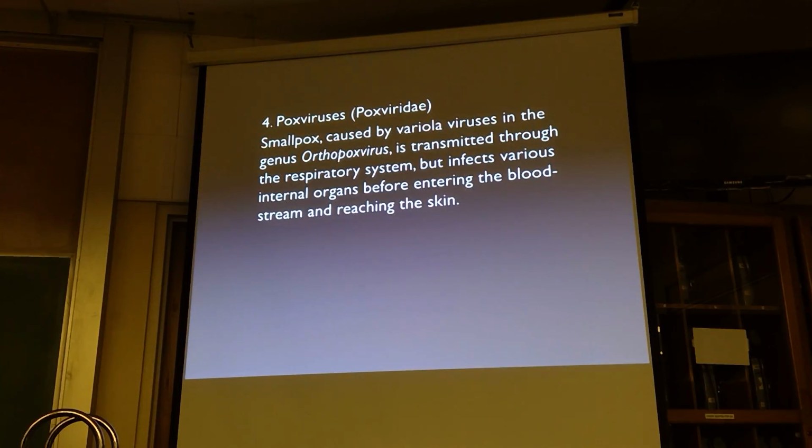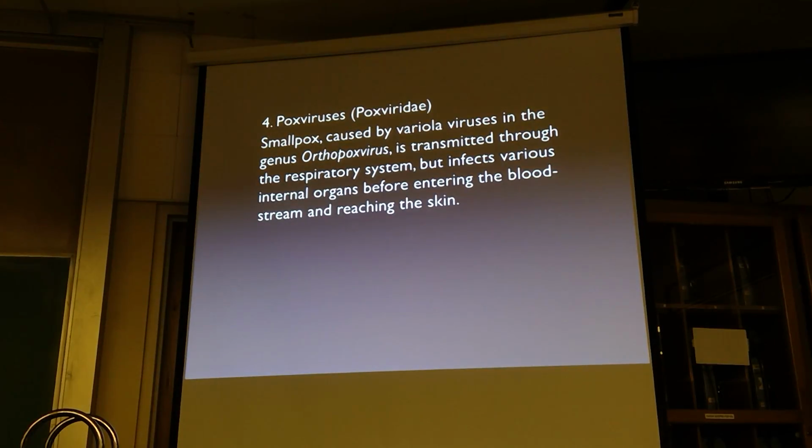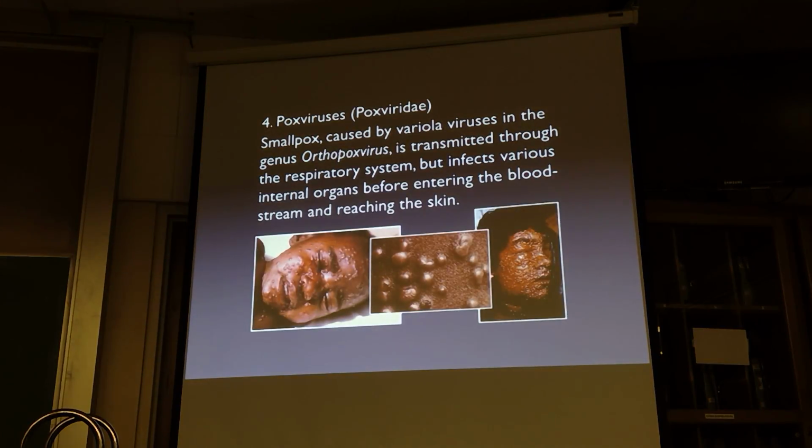The next type of virus we're talking about is the pox virus. There is a group of viruses called variola viruses that cause smallpox. The disease caused by this virus, smallpox, was actually eradicated. The World Health Organization launched a campaign. They recognized that smallpox was a disease that only infected humans, and so they launched a campaign to immunize everybody against smallpox. And they declared smallpox eradicated in 1979.